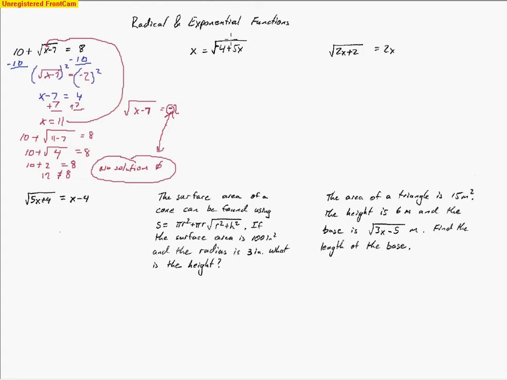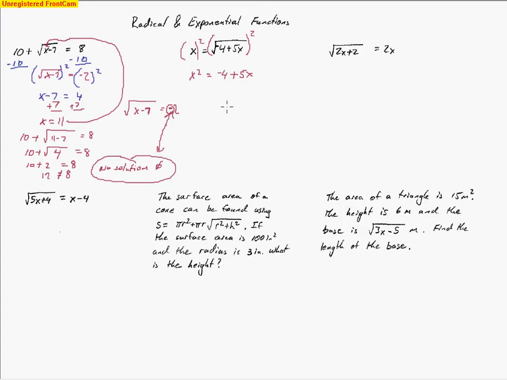So let's take a look at our next problem here. Here we've got x equals the square root of negative 4 plus 5x. So the first thing I'm going to end up doing is, I've got the square root symbol, I've got that isolated, the radical's isolated, so I'm going to go ahead and square both sides. So now I've got x squared equals negative 4 plus 5x. So what happened is the square root symbol canceled out when I squared it on the right-hand side.